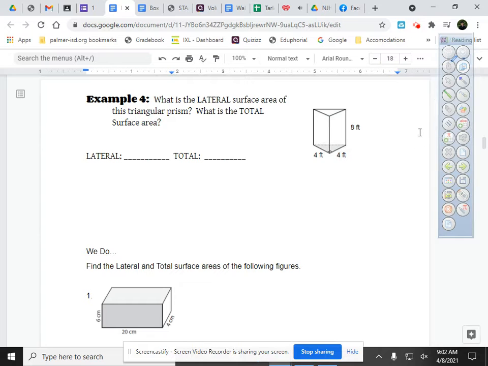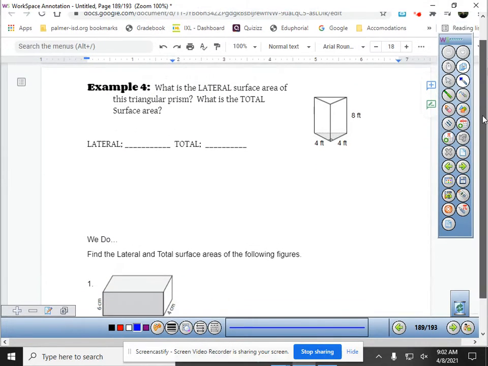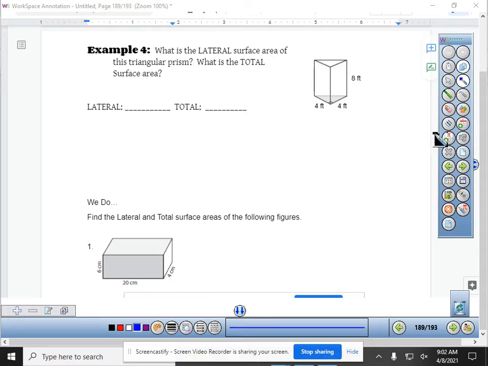What is the lateral surface area of this triangular prism? What is the total surface area of this triangular prism? How many rectangles are there? There's 2, because it's 1 and 2. There's the bottom one too. How many rectangles are there? Rectangle 3. There are 3. I'm telling you they're all the same size.